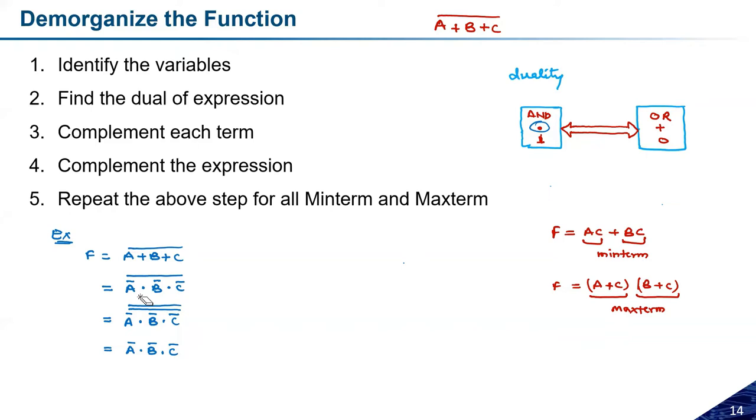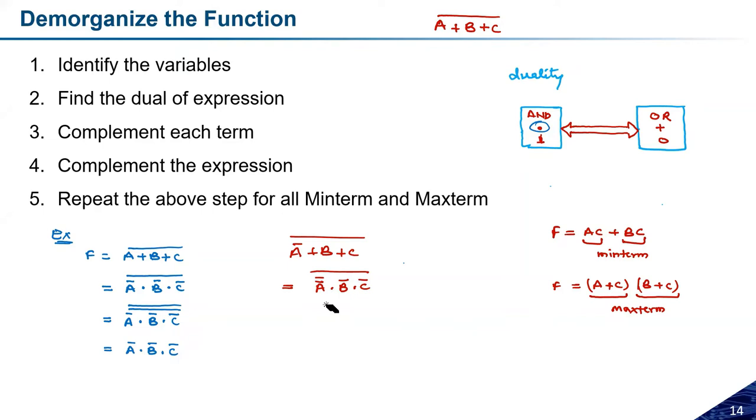The third is complement each term. We have three terms, A, B, and C, so we need to complement. Initially it was A, B, and C, so I need to make it A bar, B bar plus C bar. Suppose I have an expression like A bar plus B plus C bar and whole complement. After applying all these laws, the expression will be like A complement complement dot B complement dot C complement and complement, something like that. And A complement complement will become A. So this is what we have to do.